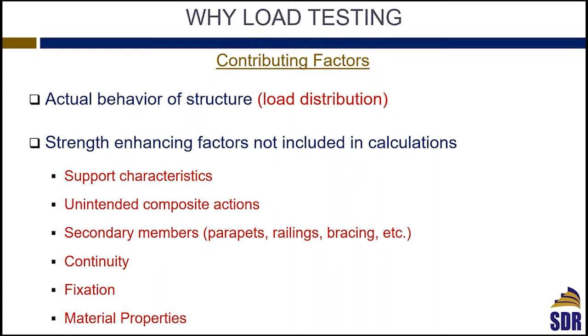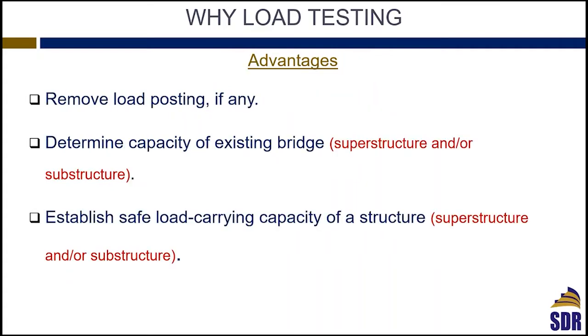Also, unintended continuity, the fixity that may develop at the end of a slab span or a T-beam span. Despite the fact that we design it as a simple beam, in reality this simple beam action, or the knife edge support that we use in our analysis, does not really exist. And finally, to account for the actual material properties: we design for a 4,000 PSI concrete, but the actual concrete strength will definitely be higher than that.